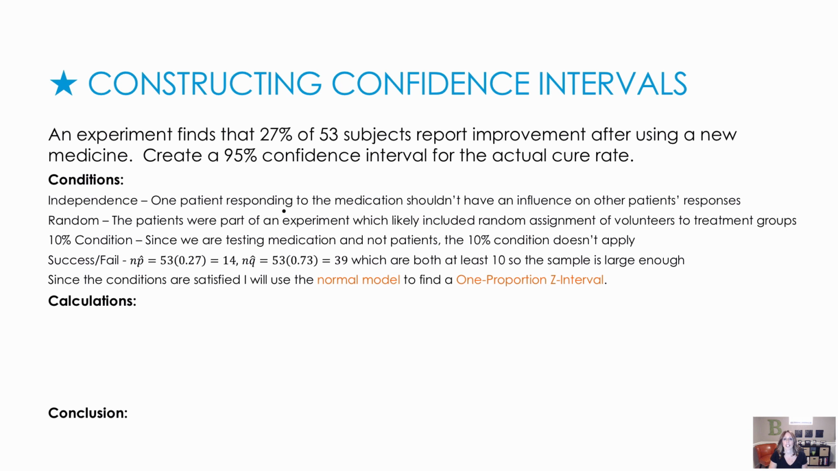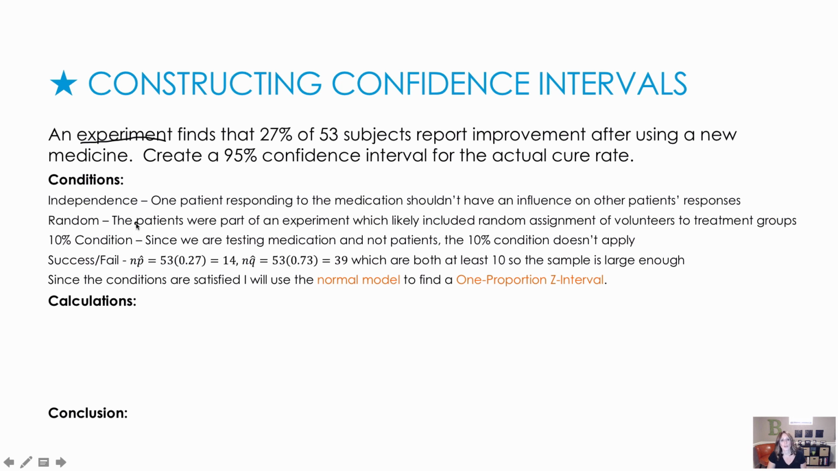So first we would check the conditions. And the conditions are independence, random, 10%, and success fail. Now, independence, we know that whether or not one person responds to the medication shouldn't have an influence on another person's response to the medication. Random, it doesn't say that it's random, but we did study experiments in this class, and we knew that in order to develop an experiment that was effective, we should have random assignment of each of the treatments. So we're going to assume, because it's part of an experiment, that they are random.